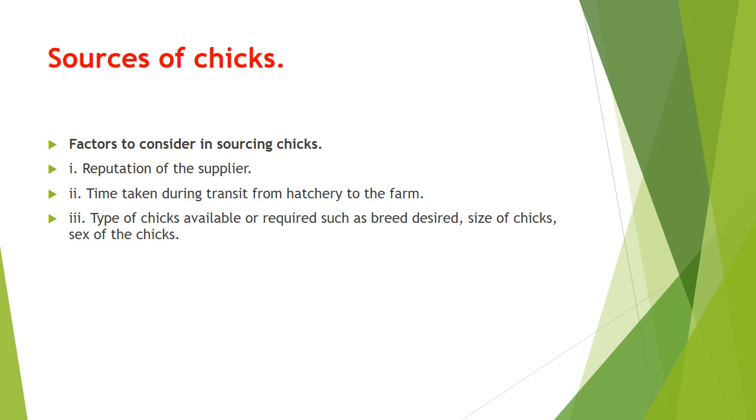Then type of chicks available. Nowadays, we have very many breeds. We have the broilers, we have the Kenchick, we have the Kari chick, we have the improved kienyeji, we have the rainbow. So check which one you need. And also check the size and the sex of the chick. It's very difficult for us to determine the sex of the chick. So up to this moment, that is the source of the chicks.